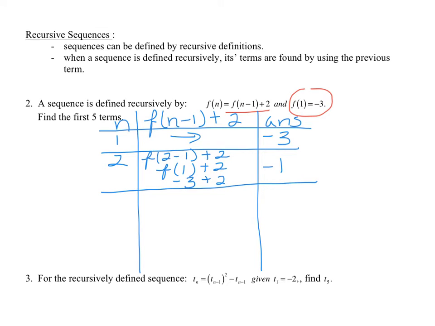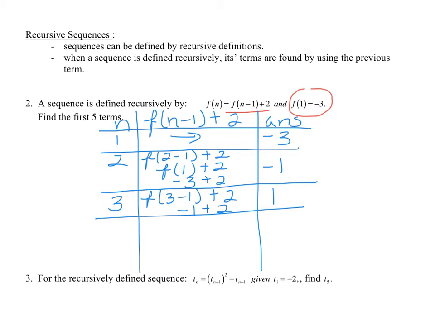Okay, so let's make this go a little bit quicker now. So I'm looking for the third term. So it's f sub 3 minus 1 plus 2. Well, f sub 3 minus 1 is f sub 2, and f sub 2 is a negative 1 plus 2, because that's the answer to f sub 2, which comes out to be a positive 1.